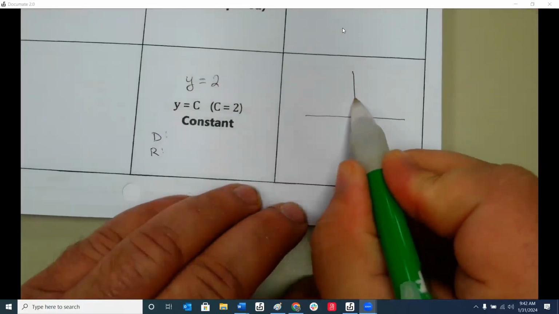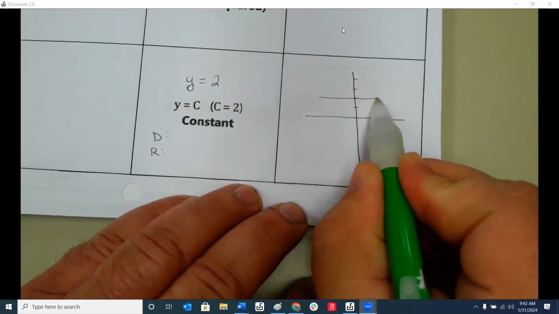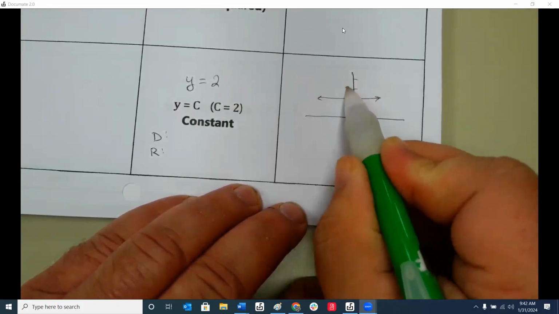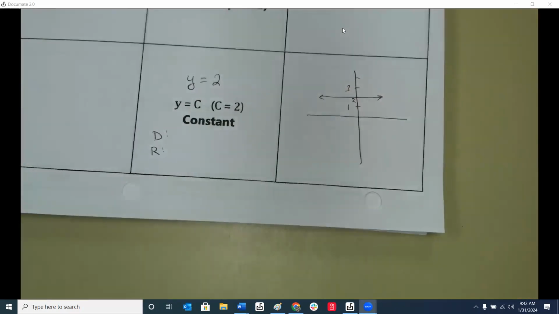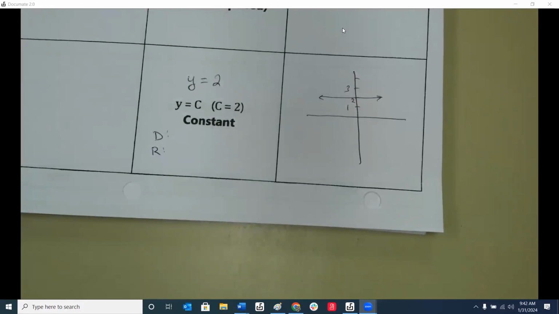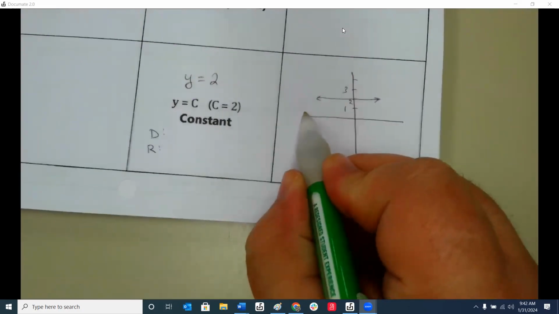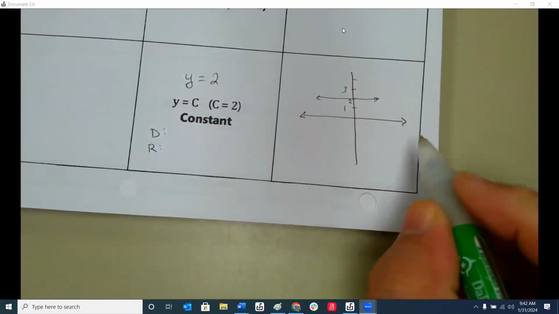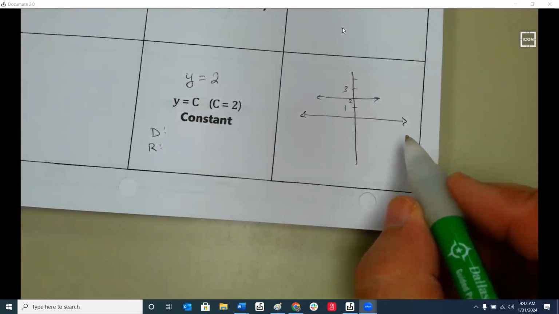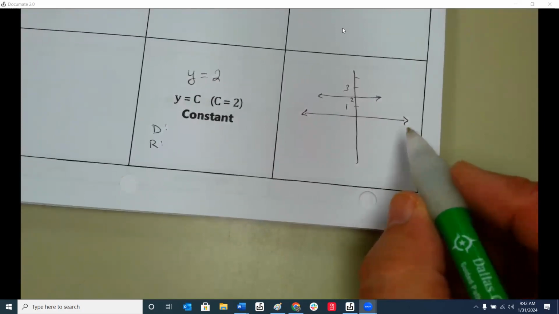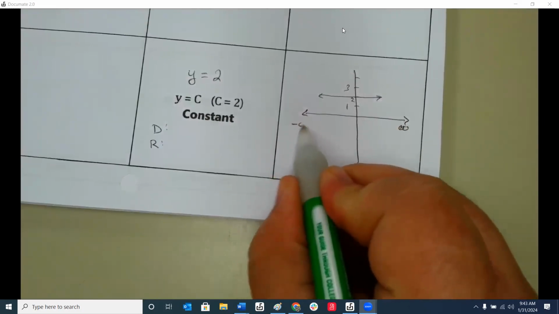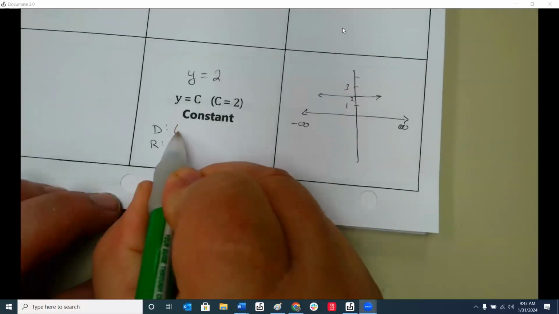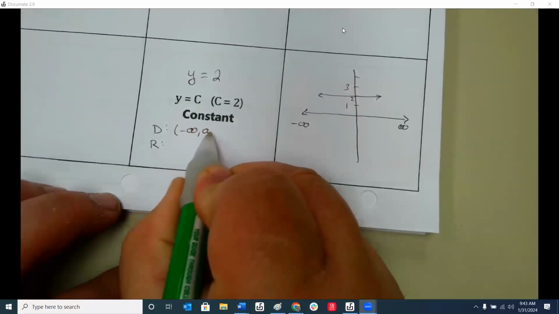So our example here is a horizontal line crossing through 2. So what's the domain? Yes, but that's not how we say it. How far does it go to the left? How far does it go to the right? Not trick questions. Infinity or negative infinity. So the domain is from negative infinity to positive infinity.